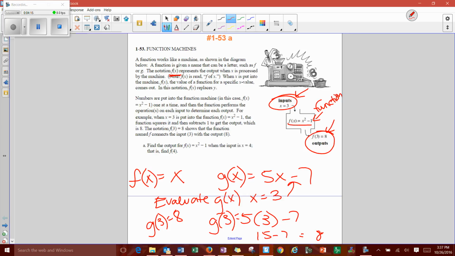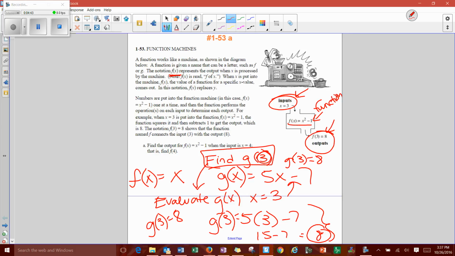So another way of asking this question, evaluate g of x when x equals 3, is I could just say to you, find g of 3. Okay? If I say find g of 3, it's asking the same thing. You would just plug in 3 for your input, just like we did down here, and we would find out that my output was 8. So g of 3 is equal to 8.